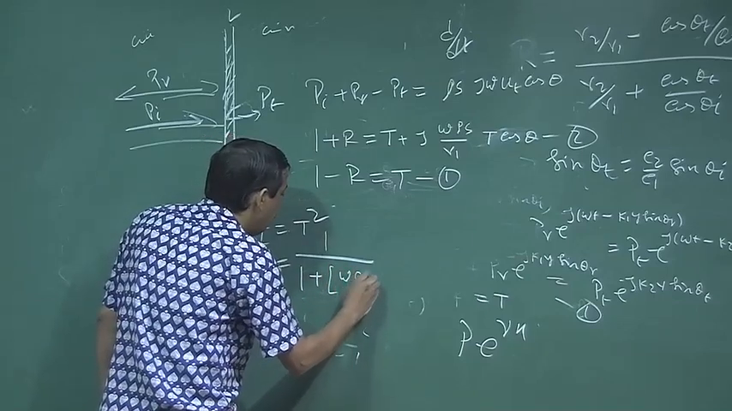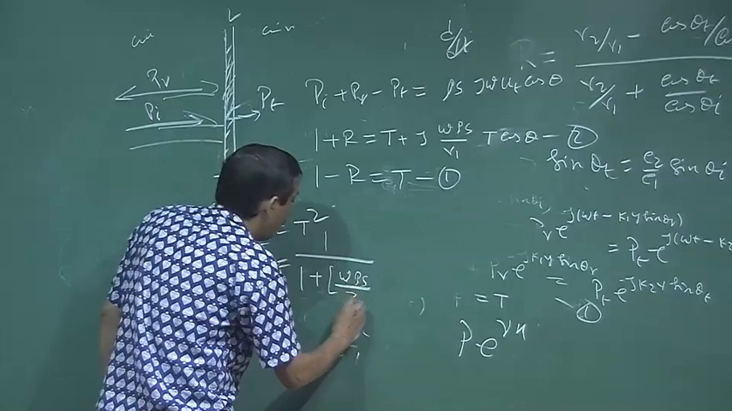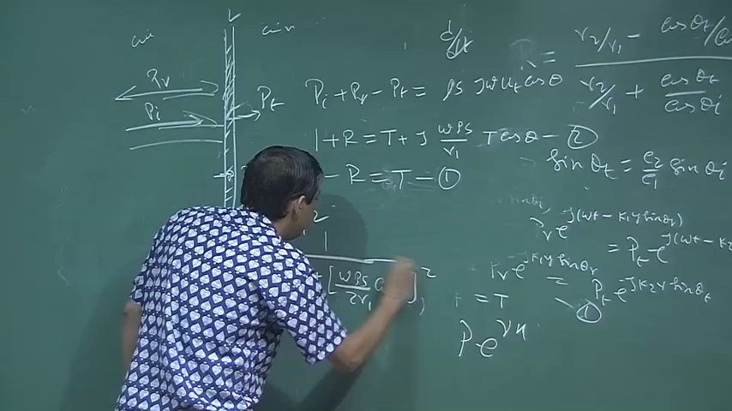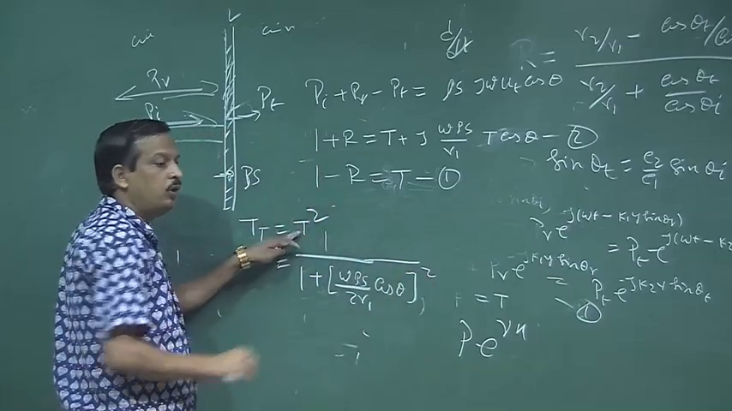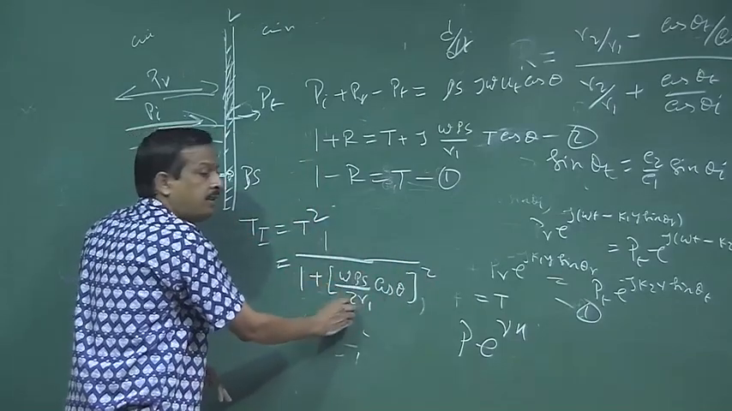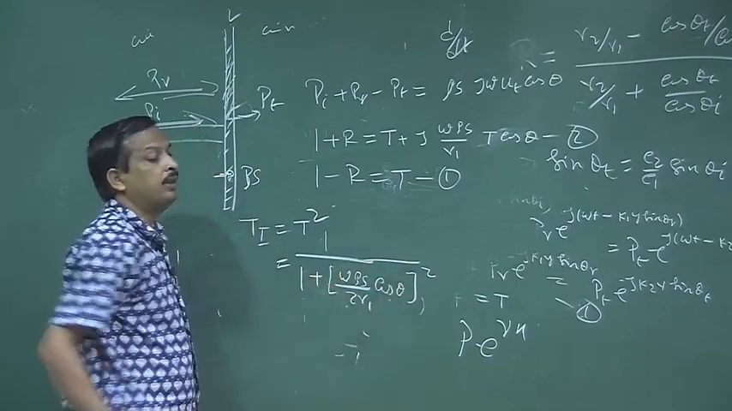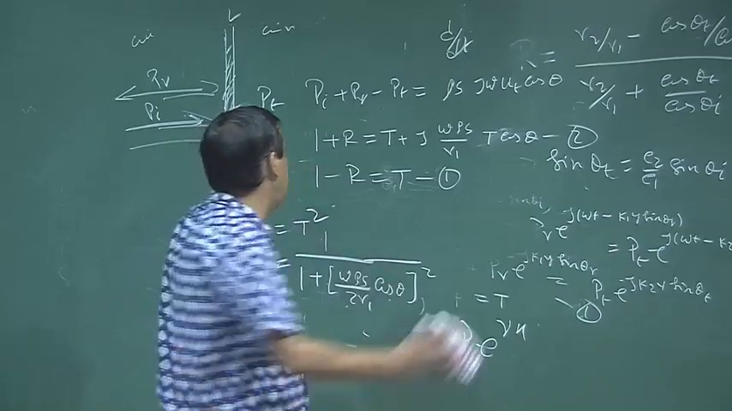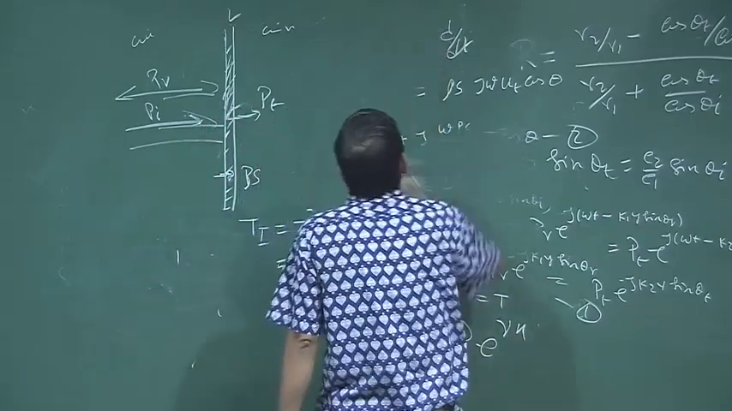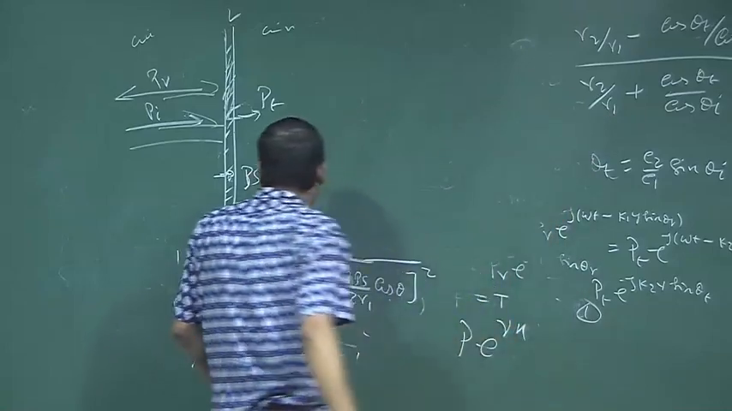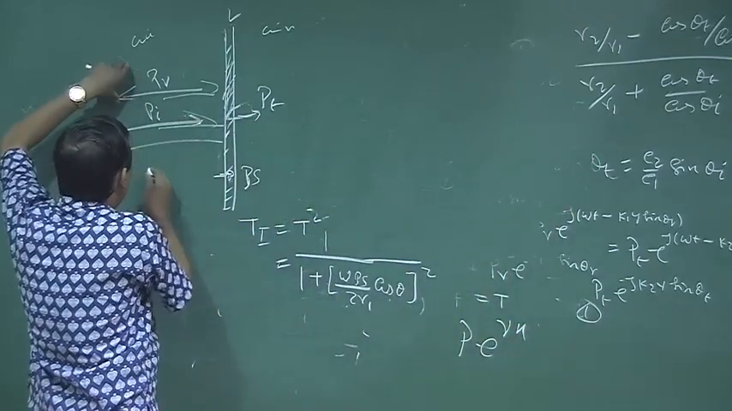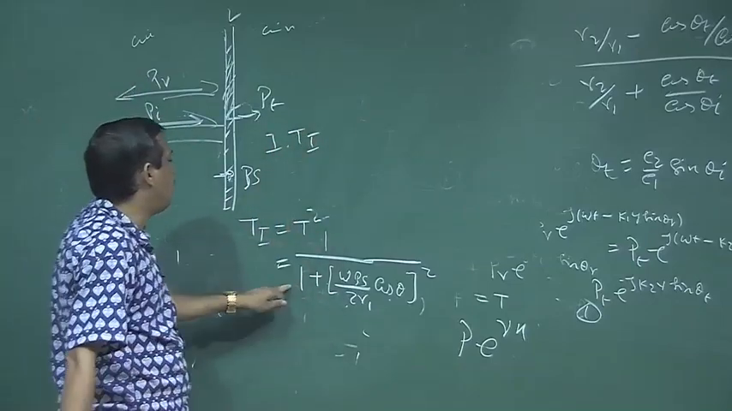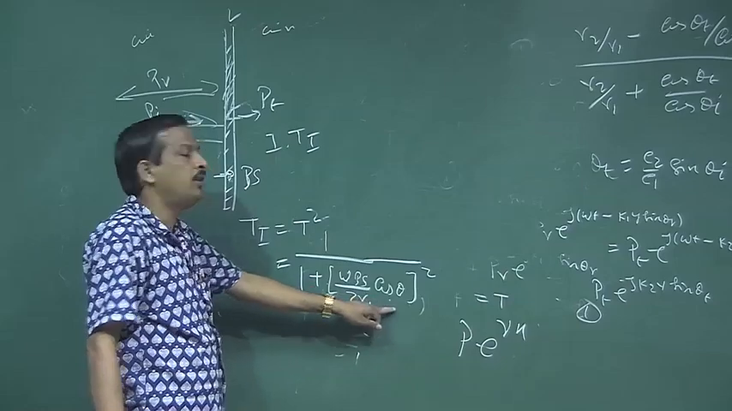omega rho S divided by 2 R1 cos theta, whole square. Ti will be T square, which is 1 by 1 plus omega rho S divided by 2 R1 cos theta, whole square. So, this is the transmission coefficient in the second room. This is the transmission coefficient. So, if it is I, then it will be I multiplied by Ti. So, Ti is 1 by 1 plus omega rho S by 2 R1 cos theta.